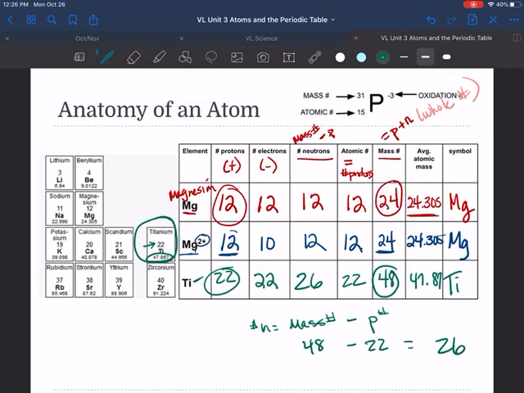So now that we've gone through a little bit, you should be able to figure out protons, neutrons, electrons, atomic mass, mass number, average mass, and it's your turn to go practice.